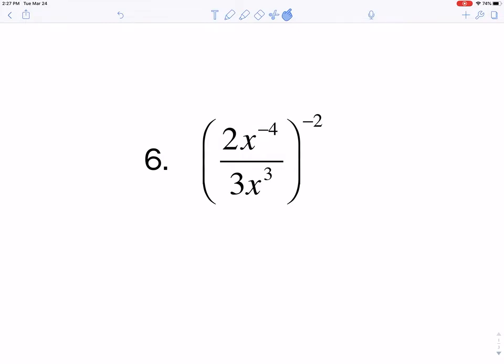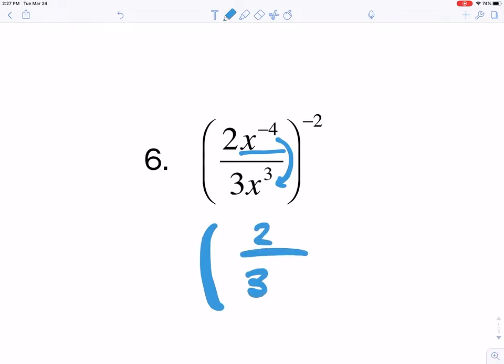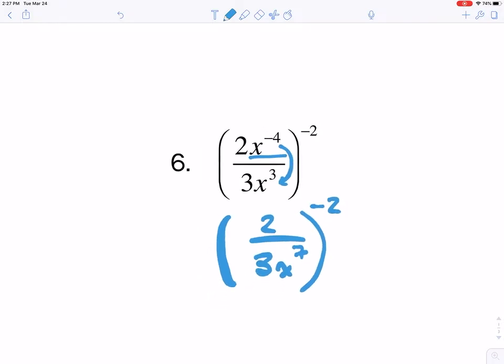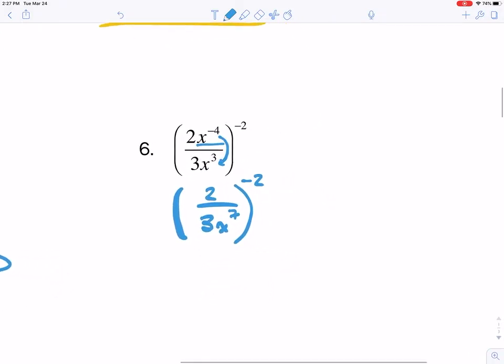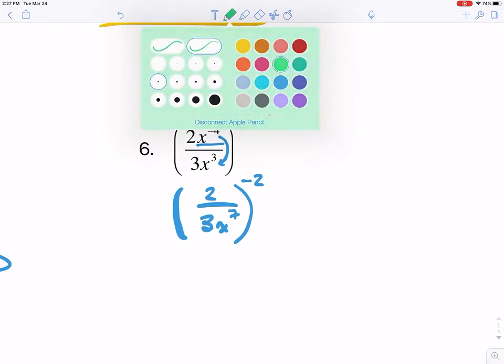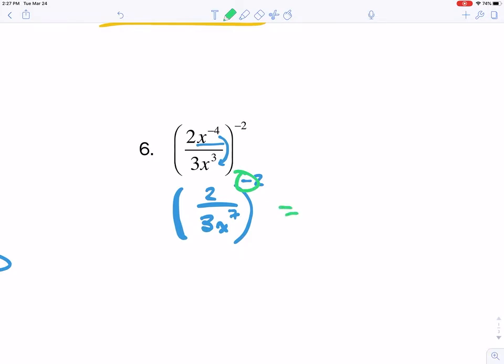Alright, so again with negative exponents, things do get a little tricky, but x to the -4th is going to move down as x to the +4th. So we have 2 over 3 x to the 7th, all raised to the -2. The negative sign is going to reciprocate everything. So I get 3x to the 7th over 2, all raised to the 2nd.